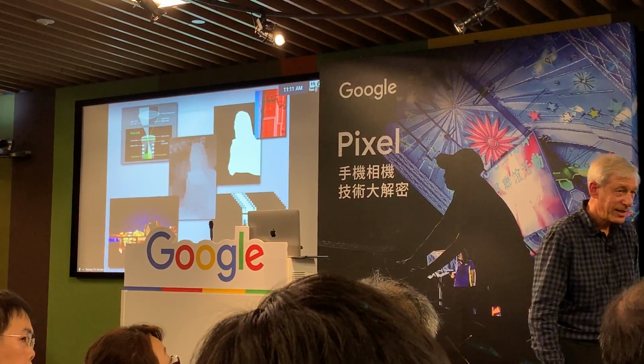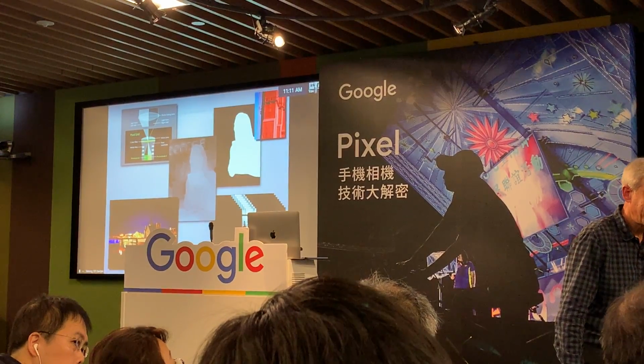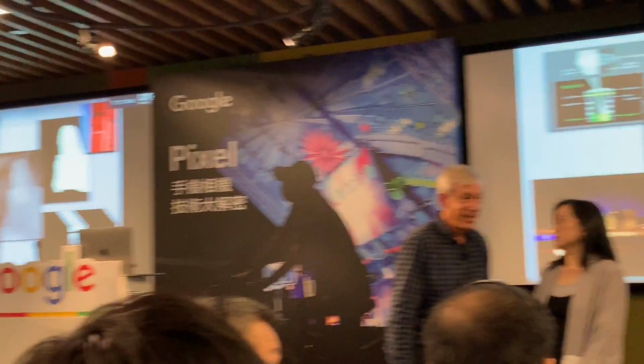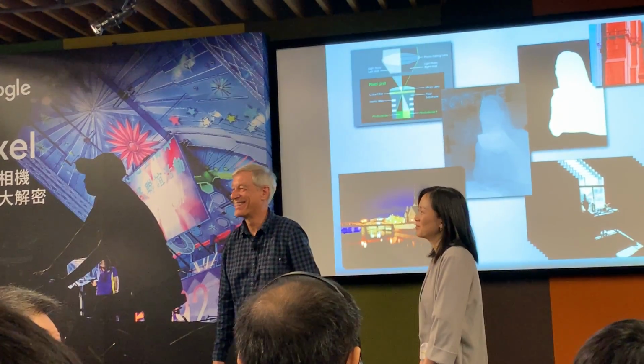Would you keep on the one camera photo design in the upcoming phones? I cannot comment on product roadmaps. You knew the answer to that question.